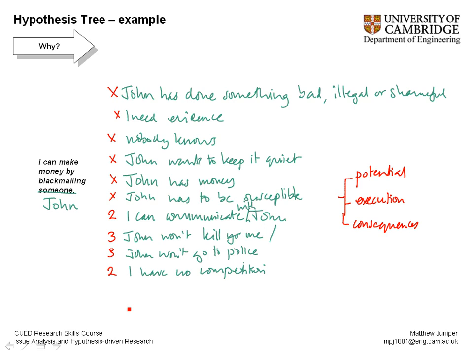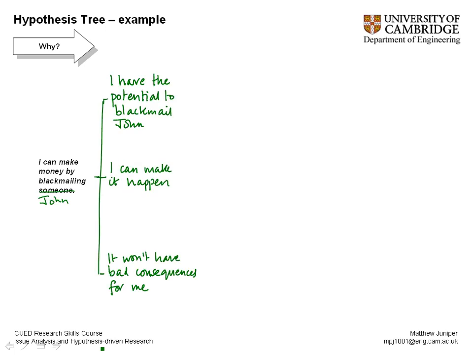What I'm going to do now is move these right up to the secondary area and write them out as precise statements. So I've written these now as precise statements. So my primary hypothesis is that I can make money by blackmailing John. Now divide that up into 3 things that must be true for the primary hypothesis to be true. To start with, that I have the potential for blackmailing John. Secondly, I can make it happen. And thirdly, it won't have bad consequences for me. Now if any one of those is untrue, then I cannot prove my primary hypothesis.